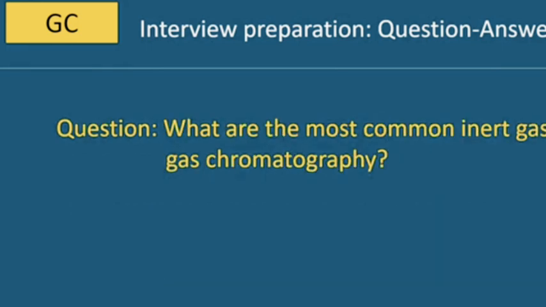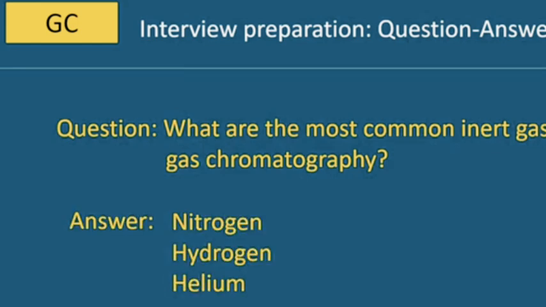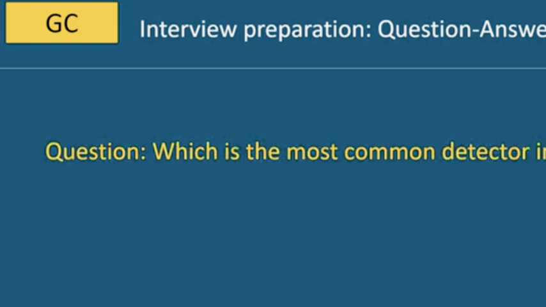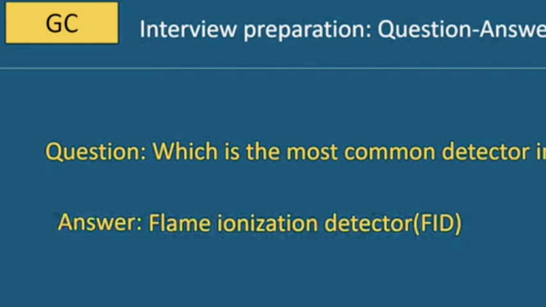Next question. What are the most common inert gases used in gas chromatography? So the most common inert gases used in gas chromatography are nitrogen, hydrogen, helium. Next question. Which is the most common detector in GC? Flame ionization detector, FID, is the most common detector used in gas chromatography.